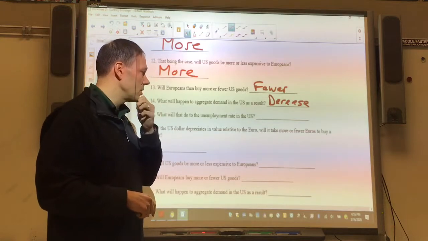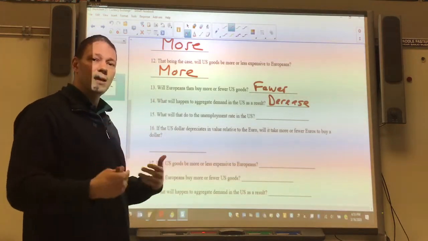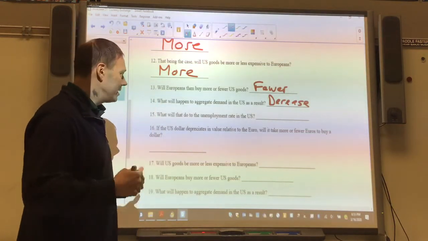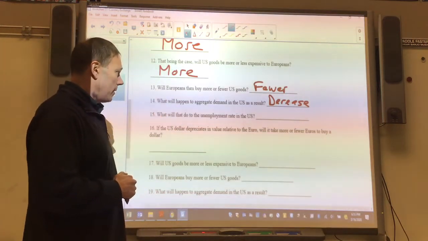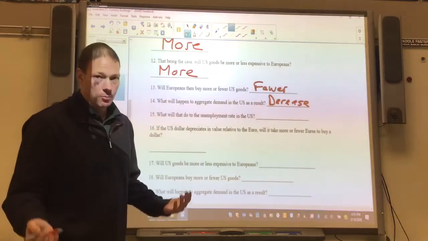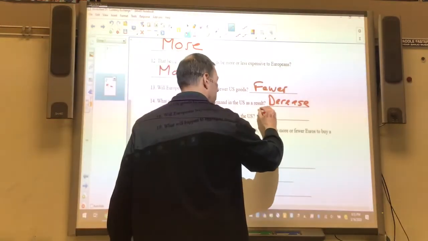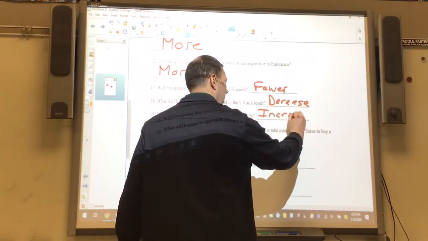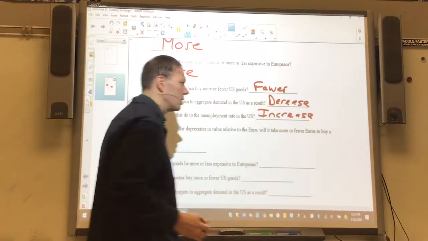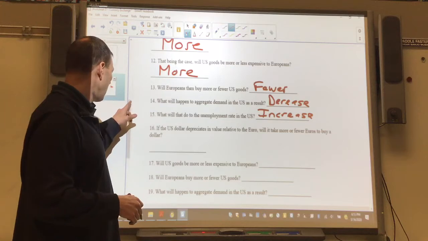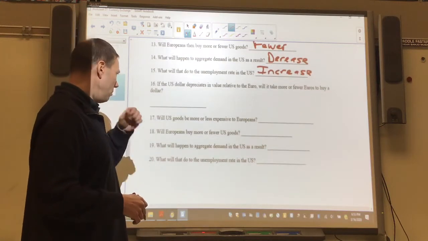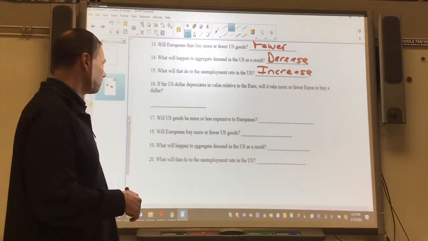Well, bottom line is, if other countries stop buying our stuff, there's less demand for American products. That decreases aggregate demand. Now, if aggregate demand decreases, what's going to happen? Unemployment is, of course, going to increase. There are going to be fewer people working. If other countries stop buying our things, then we don't need to make as many things. We don't need as many workers. Unemployment is going to go up. Of course, the rest of it is going to follow.